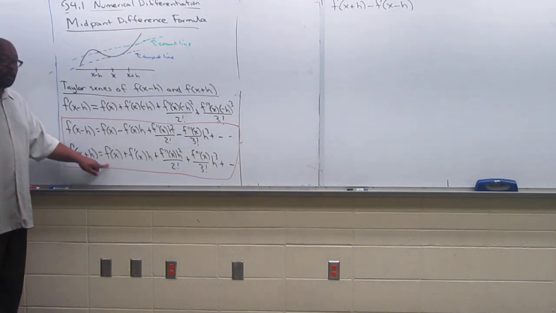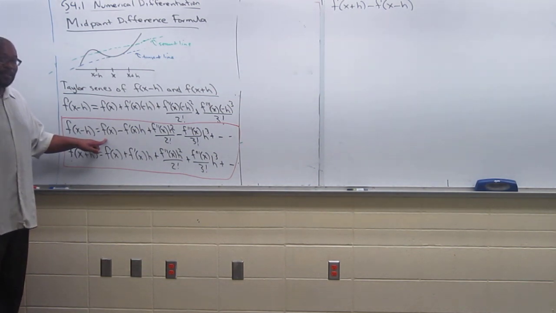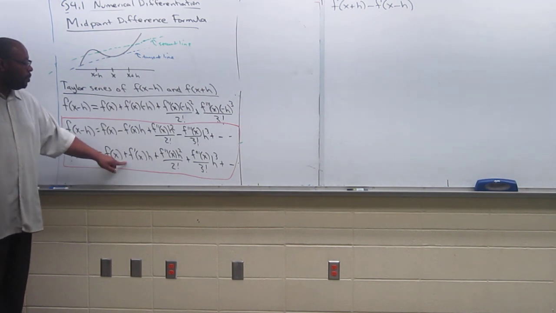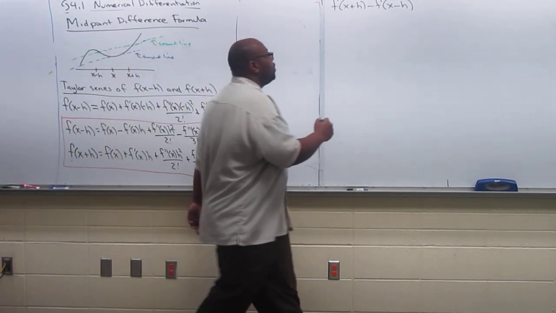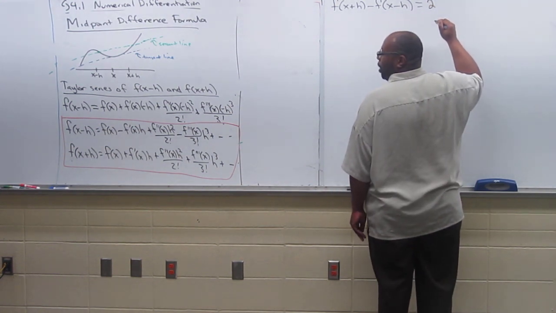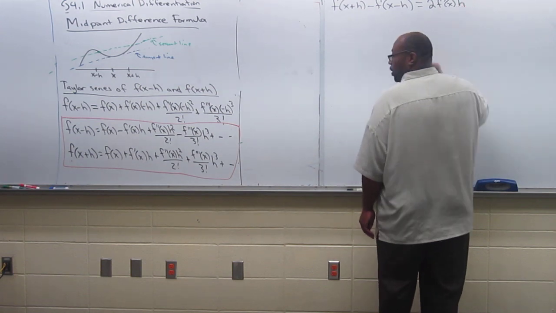So these two terms are going to disappear, right? Can you see it? These guys are going to go away. These two terms are going to become 2 times f prime of x times h.